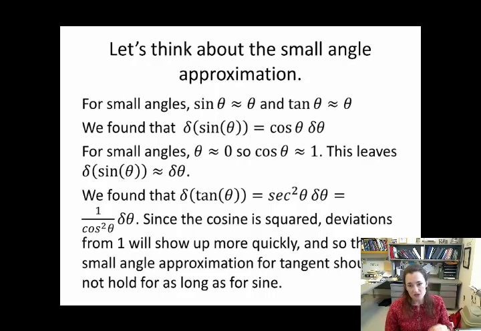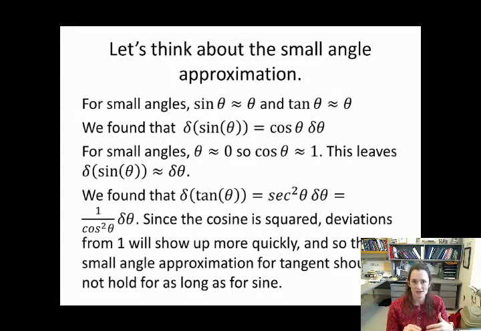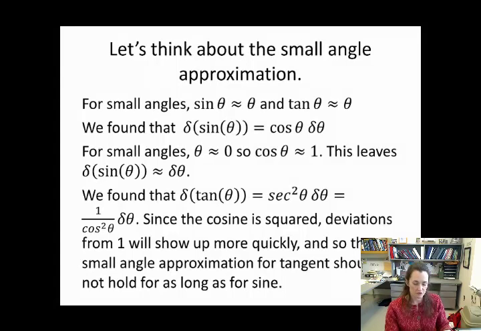Now, since the cosine function here is squared, deviations from 1 are going to show up a little bit more quickly. So it's still a cosine, and 1 over the cosine squared of 0 is still 1, all right? So that still gives delta theta, the uncertainty in theta, as our uncertainty. Pretty close. But since the cosine's squared, the further you get away from theta close to 0, the bigger the discrepancy is going to be from that value.